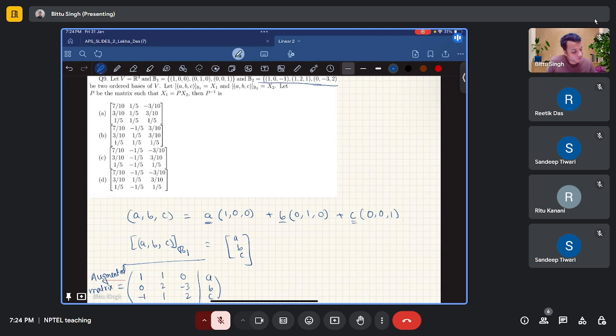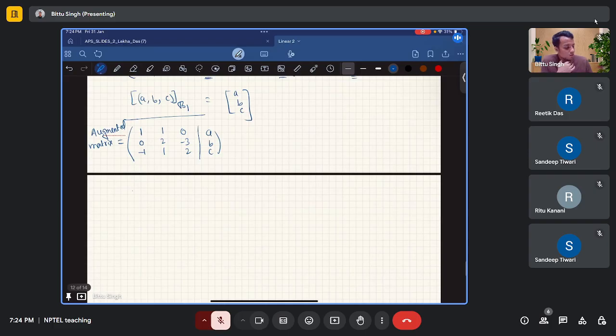So I want to express (a, b, c) as a linear combination of these vectors. This is equivalent to solving the equation Ax = B, where B is the transpose of (a, b, c). So I am trying to solve this equation. Again, we'll apply row reduction. The first operation is R3 plus R1.